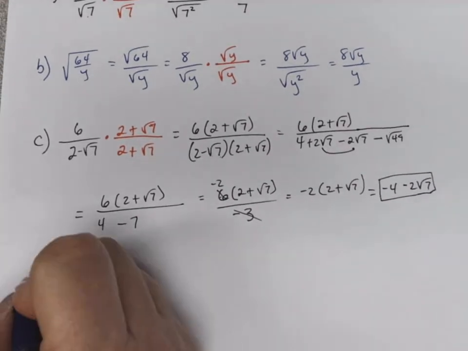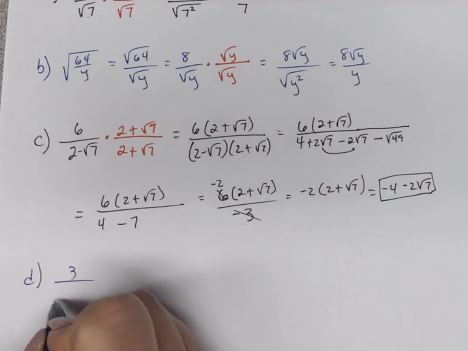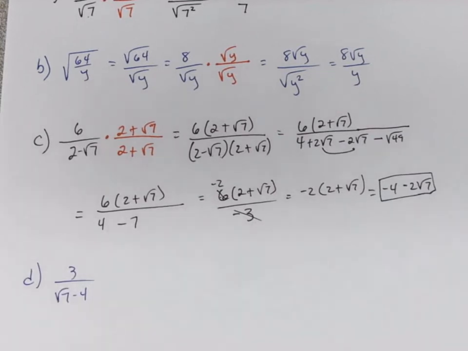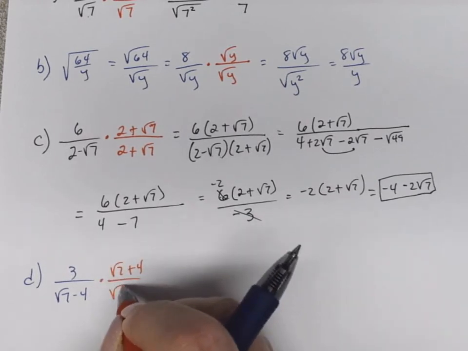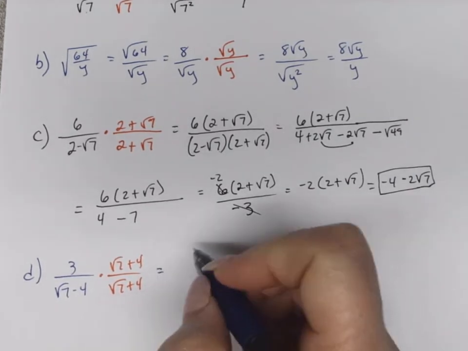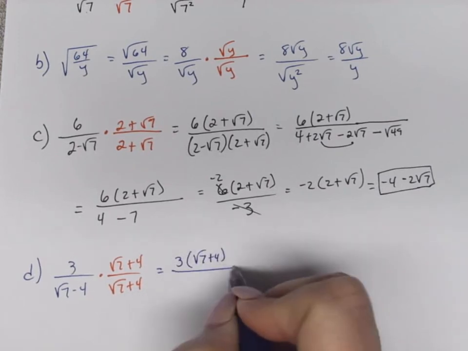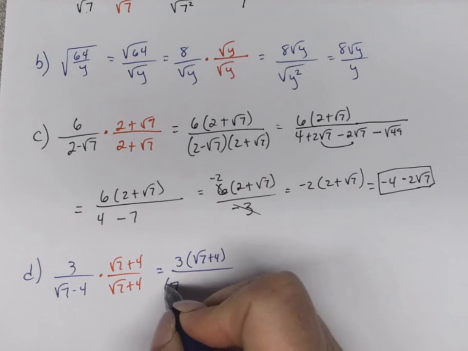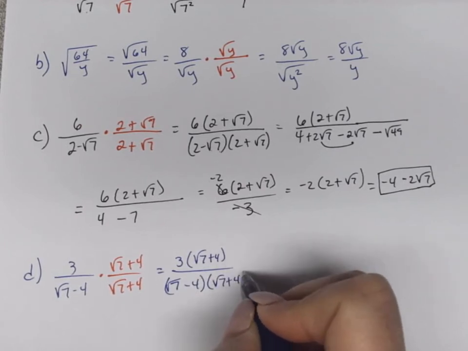Alrighty, let's look at one more of these. So if we have 3 over the square root of 7 minus 4, then on this one, our conjugate will be the square root of 7 plus 4 over the square root of 7 plus 4. So on the top, we have 3 times square root of 7 plus 4, and on the bottom, we have the square root of 7 minus 4 times the square root of 7 plus 4.